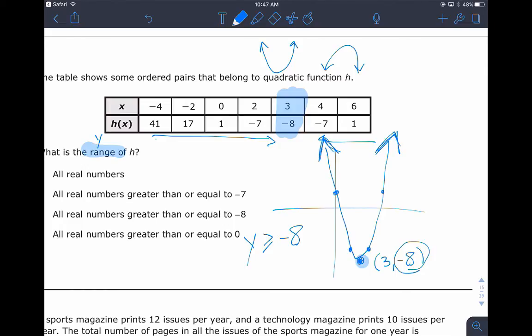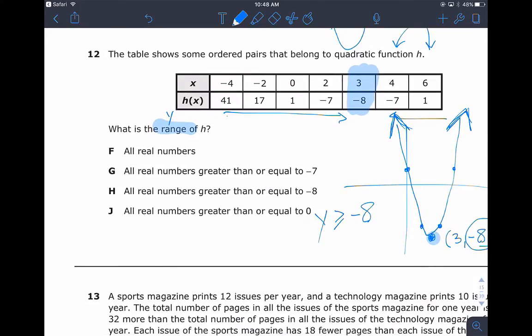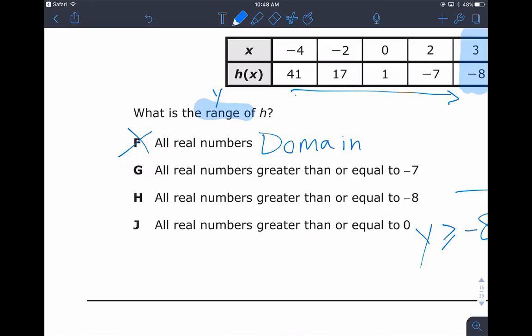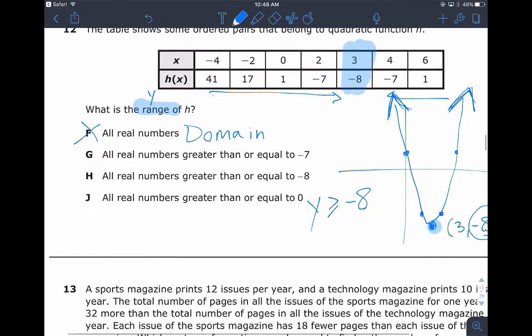Now if you were talking about the domain, that's kind of like left and right. The graph does go left and right forever, so you would just say everything possible there. They're trying to throw you off. If you don't know the difference between domain and range, you might accidentally choose F right there. F is all real numbers. That's actually the domain in this case. Sorry, sometimes Notability is kind of hard to write with. So that would be your domain, which is not one of your answer choices there.